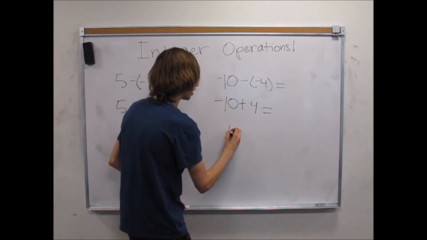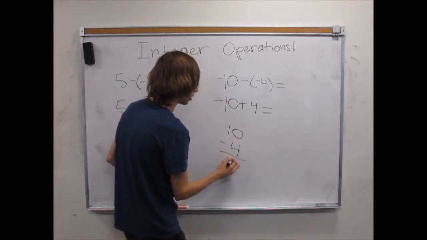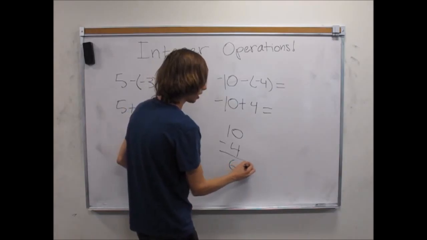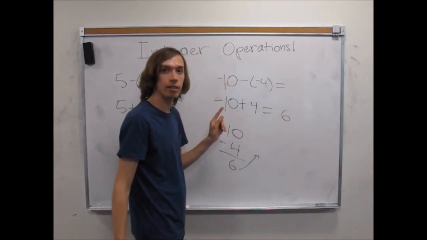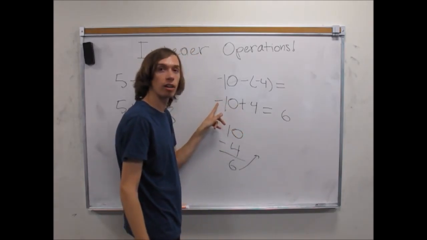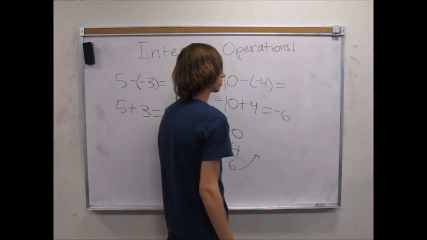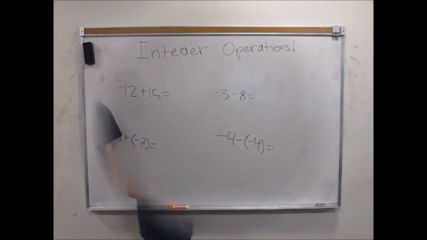So we take that 10, we subtract the 4 from it, and 10 minus 4 is 6, right? So we go ahead and put that 6 right here, but we keep the sign from whichever one we picked as larger. We picked that 10, that had a negative on it, so we keep that sign. So the answer for that one is negative 6.